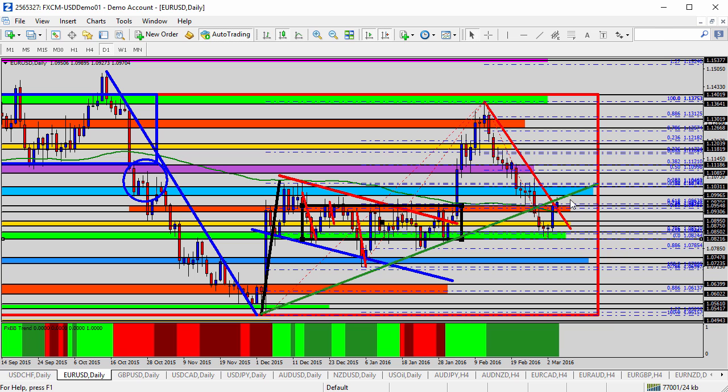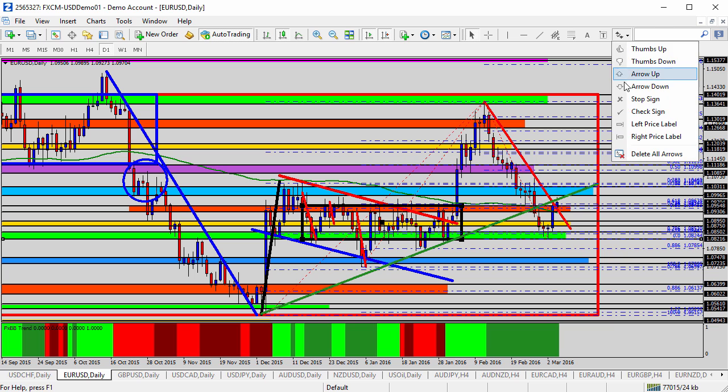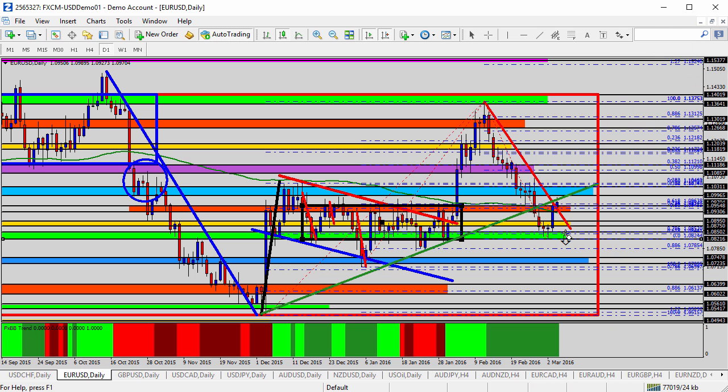Any break above 1.1, we're probably looking for a new challenge of the highest highs here for the euro dollar. Positive news out of the U.S. sends this lower, eventually breaking through the green shaded area and the 1.0800 level. We would likely look for the continuation of the downtrend here for the euro dollar.